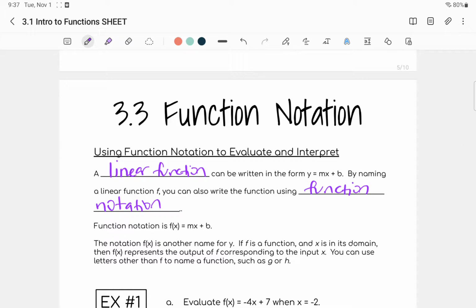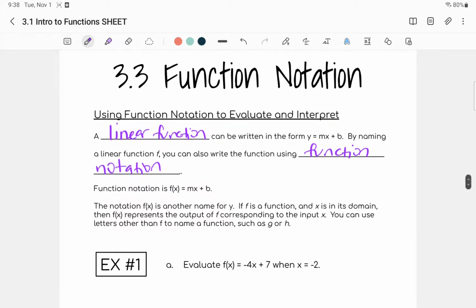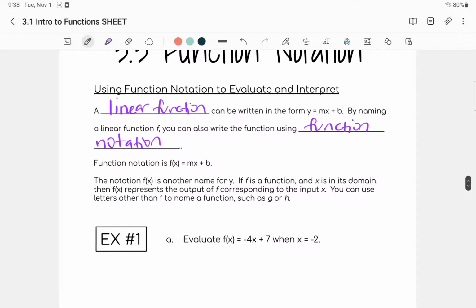The notation f of x is another name for y. If f is a function and x is in its domain, then f of x represents the output of f corresponding to the input x. You can use letters other than f to name a function, such as g or h. So again, all we need to know about function notation is that f of x is another way to write y. So let's look at example number 1 and how we evaluate functions.